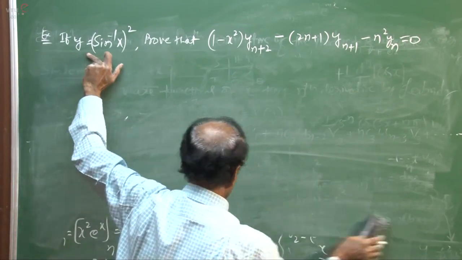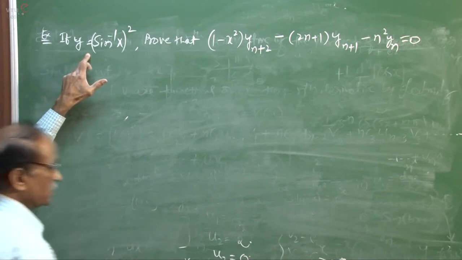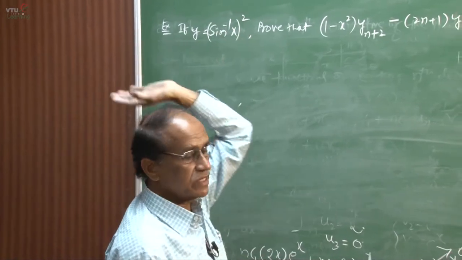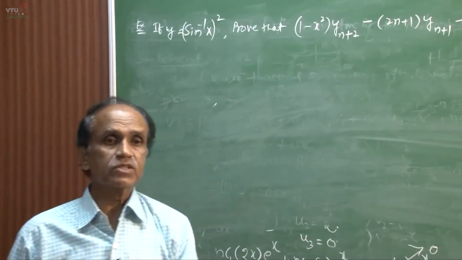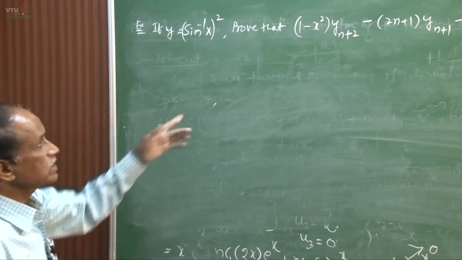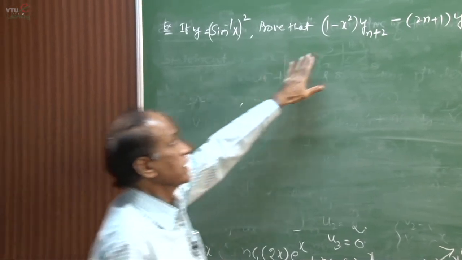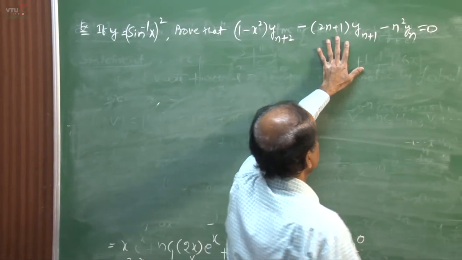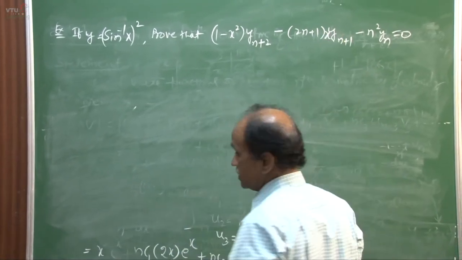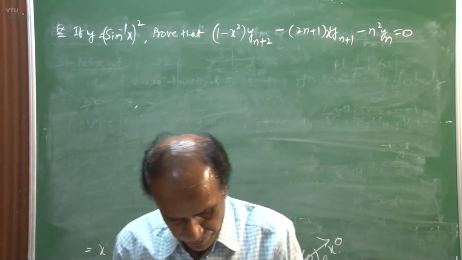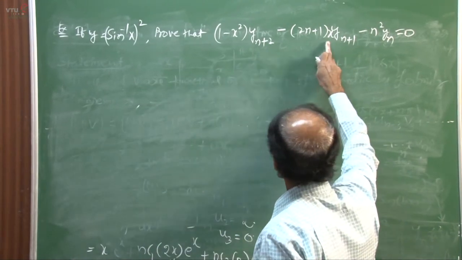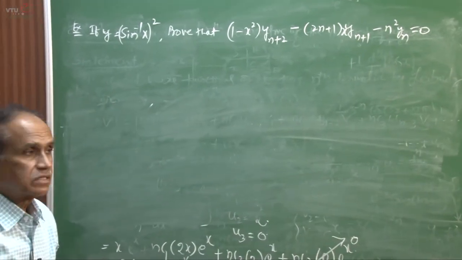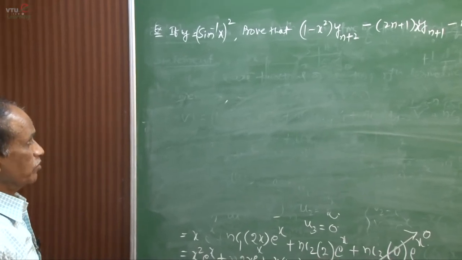If you observe the given statement of the problem, sine inverse x whole square is there. Now, sine inverse x whole square means what is the use of that product? Like this is one coefficient, this is another coefficient. I think this should be x into y_(n+1), and minus n square into y_n. Okay. So, what is the use of the Leibniz theorem application in this problem?